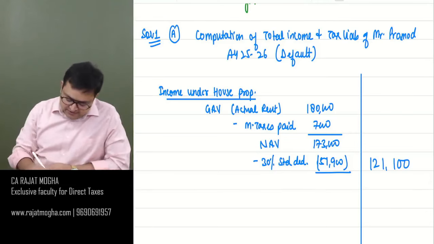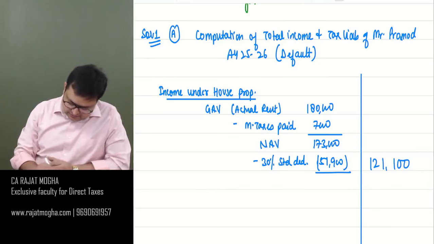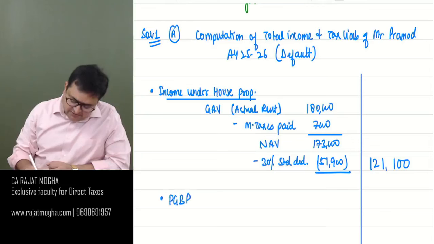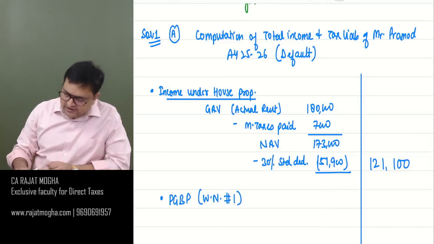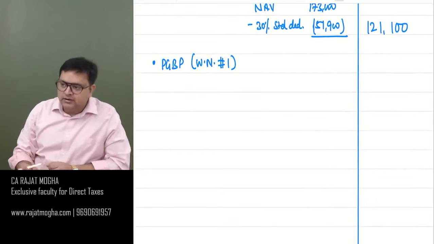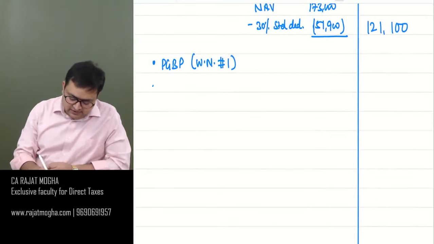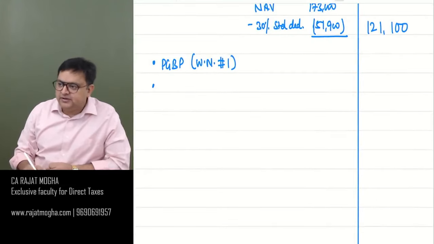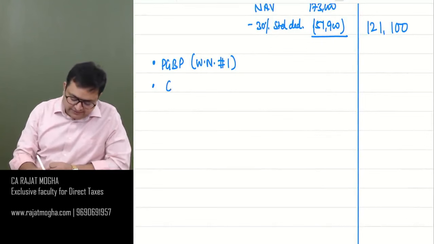Now PGBP. For PGBP, we'll make a working note. That is quite a long calculation. So we'll make a working note for PGBP. Then we have capital gain.